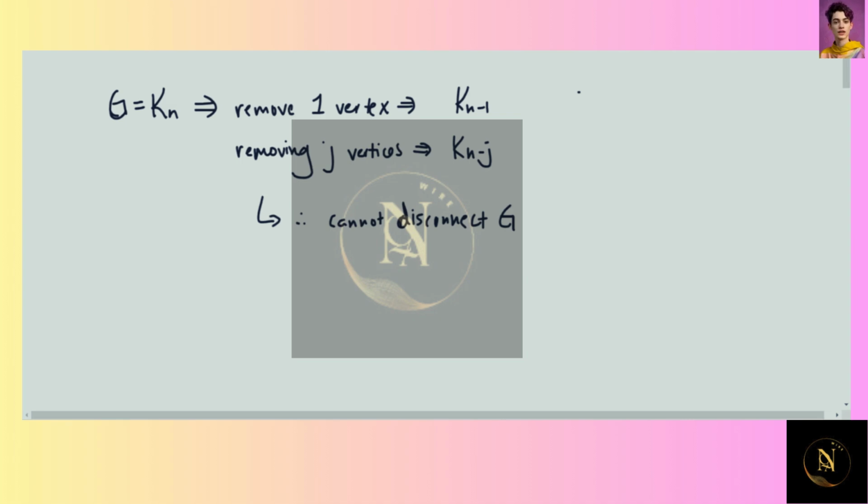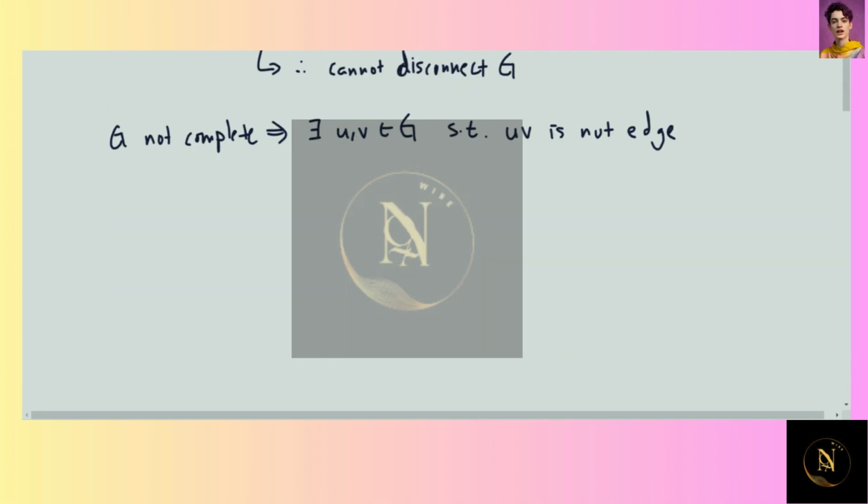Now, if G is not complete, so this is the second part of the problem, then there exists a pair of vertices U, V in G such that UV is not an edge, right? Because if there was an edge connecting every pair of distinct vertices in G, then G would be complete. Because G is not complete, we can find such a pair U, V of vertices that are not connected by an edge.